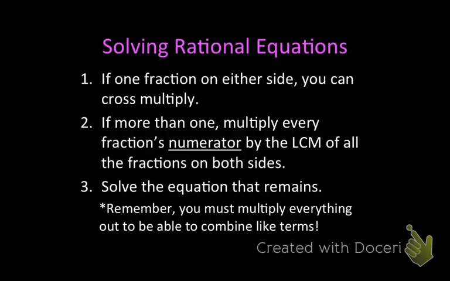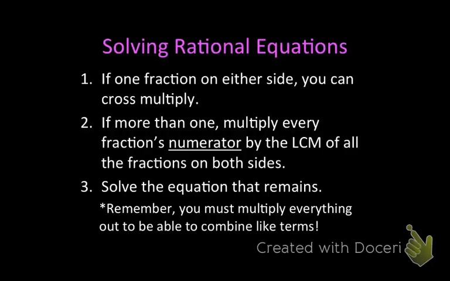If it's not a proportion, however, then what you need to do is find the LCM like you would if you were trying to make a common denominator. But we're actually not going to use it to make a common denominator. Instead of multiplying by only what's missing, like we do with adding and subtracting, we're going to multiply every fraction's numerator by the entire LCM. Okay? That's going to cancel out every single fraction. You should have no fractions left after that. So then you're going to solve whatever equation remains.